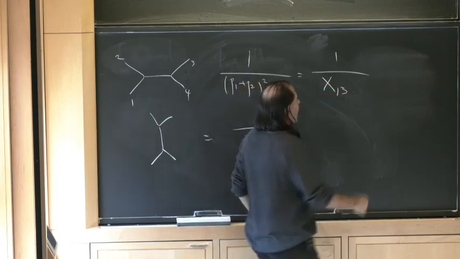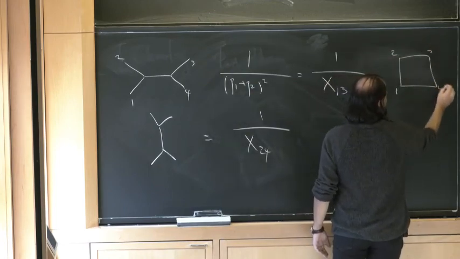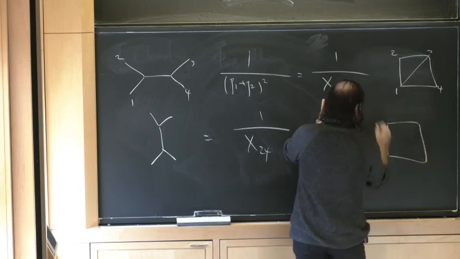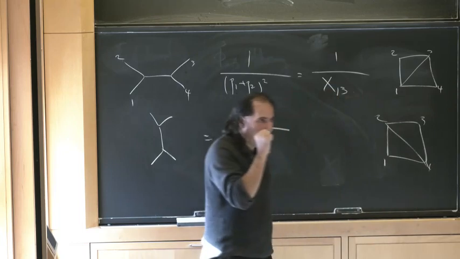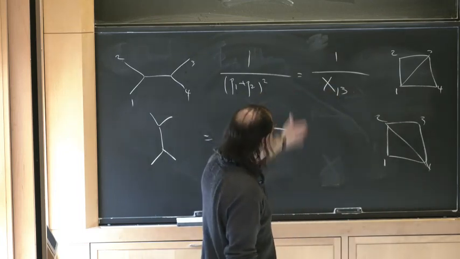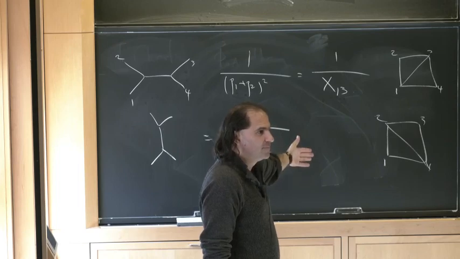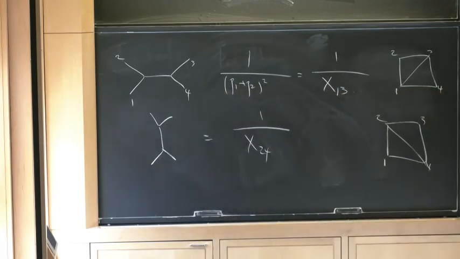And let's sort of record what I did here. So if I draw my polygon in this case, I took X_{13}, and here I took X_{24}. And it's not coincidental that what I've gotten from these two pictures is just a triangulation of the square. So that example is a little trivial, but let's look at the next example.